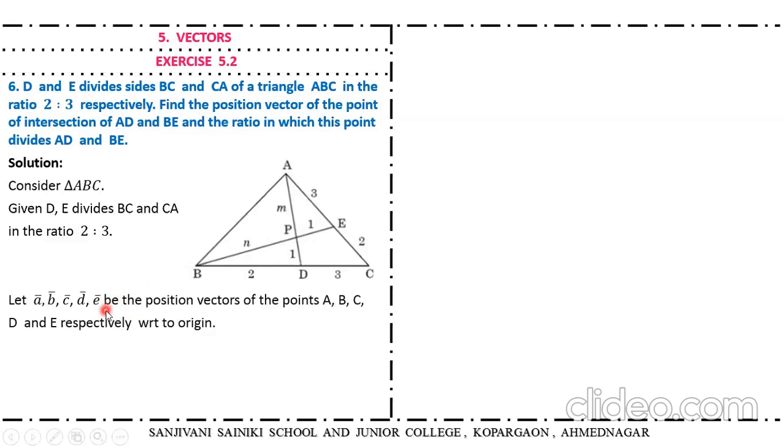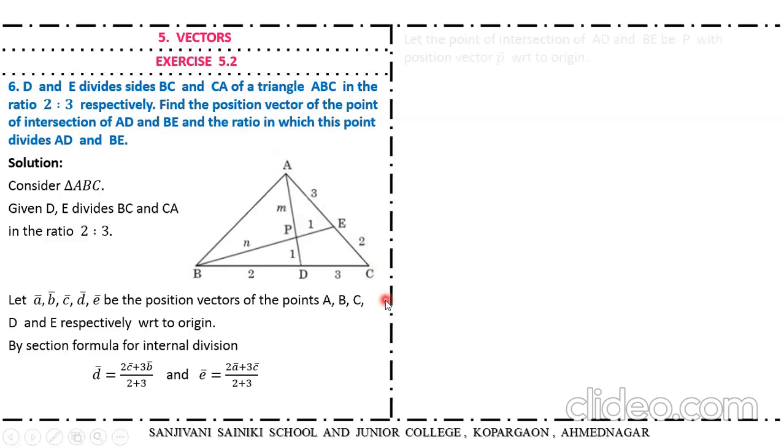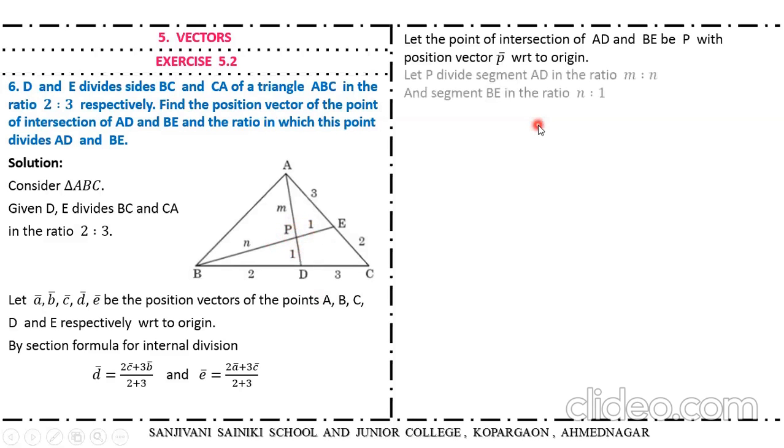Let A bar, B bar, C bar, D bar, E bar be the position vectors of the points A, B, C, D, E respectively with respect to origin. Now by the section formula, D bar is equal to 2 times C bar plus 3 times B bar upon 2 plus 3. E bar is equal to 2 times A bar plus 3 times C bar upon 2 plus 3. Let the point of intersection of AD and BE be P with the position vector P bar.